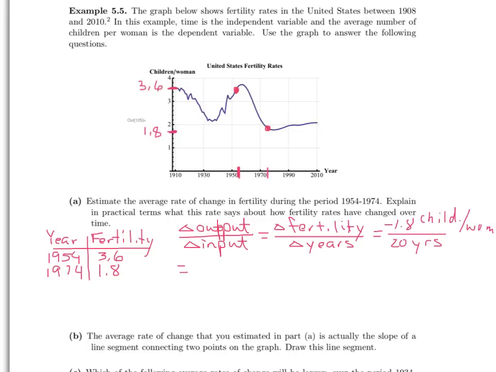So if we work this out on our calculator, we find we get negative 0.09. I'm going to put this over a 1. Children per woman per year, per 1 year.